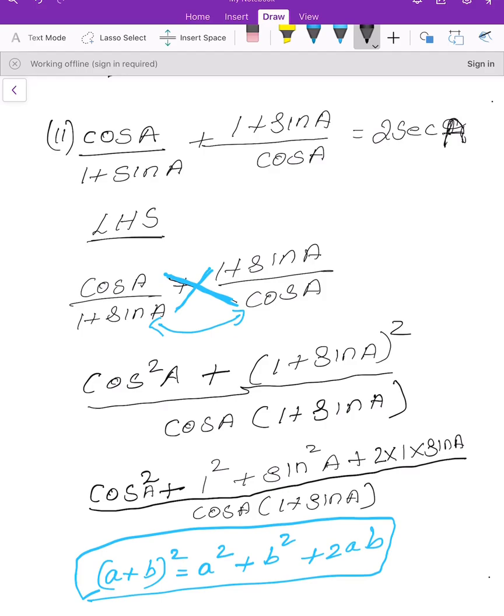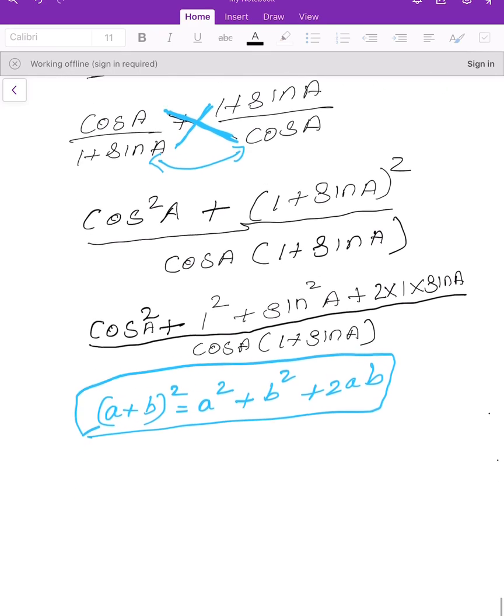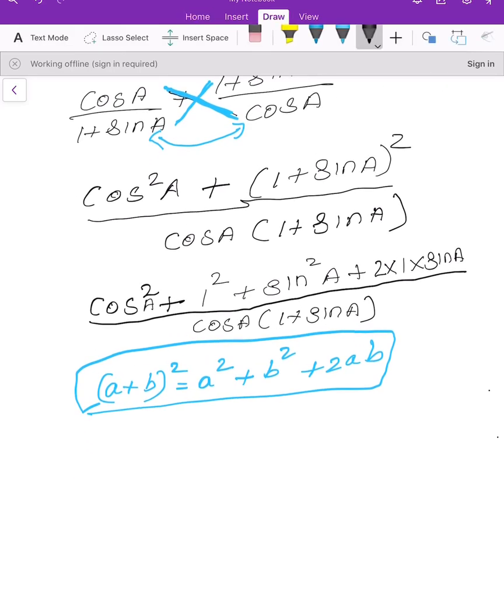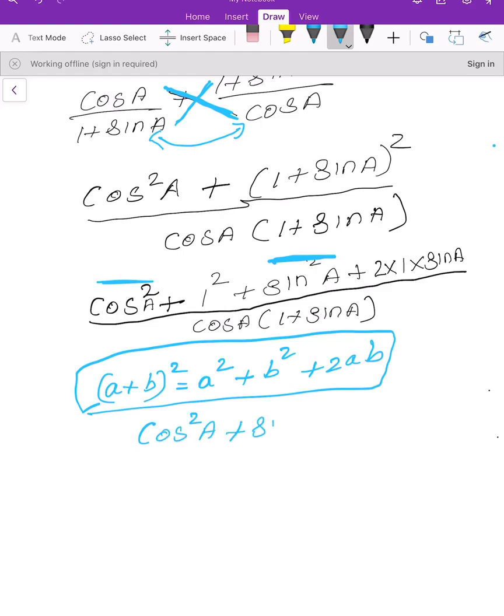If you have any doubt, you can give me in your comment or email me so that I can help you there. So now I will combine this cos square A and this sin square A, because I know my trigonometry identity. Cos square A plus sin square A is equal to 1. I am using a trigonometric identity here. For combining, this will become 1.